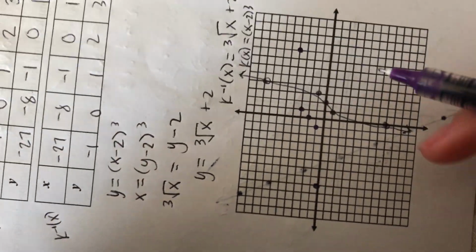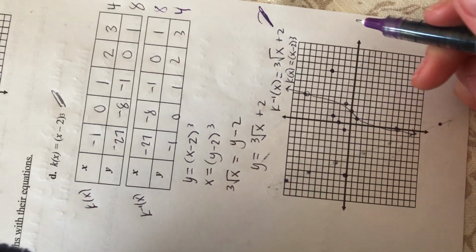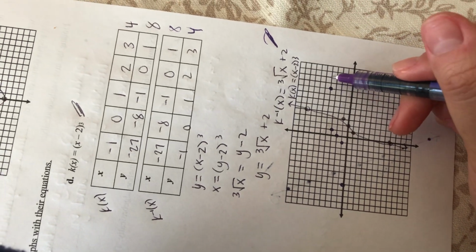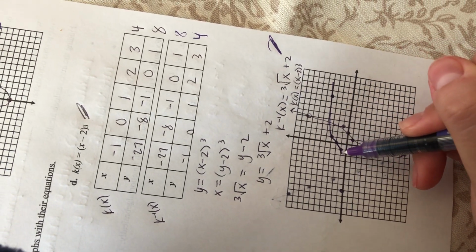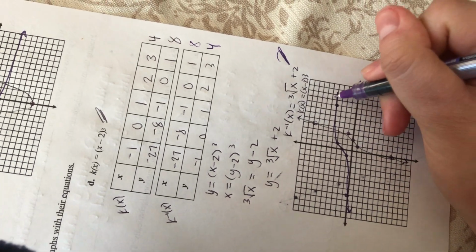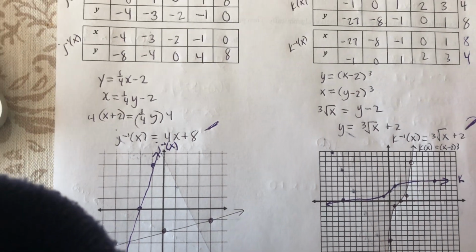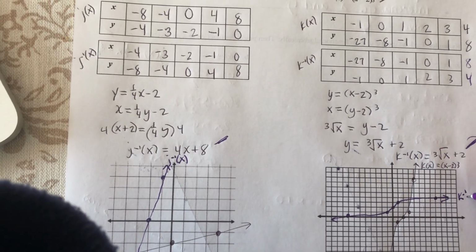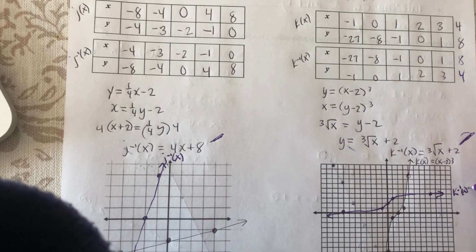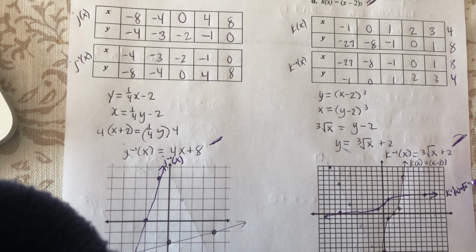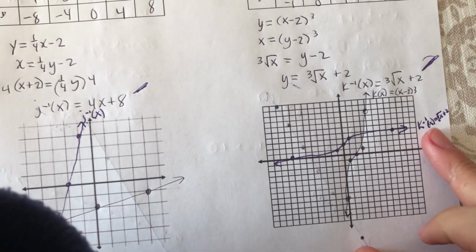I'm going to turn it on its side. And I see that I still have my S shape, but it's kind of going the other way now. It's flipped. And again, it would make sense that it's flipped because inverse means backwards. I'm labeling with its equation, and I'm pretty much done. Cube root of x plus 2.